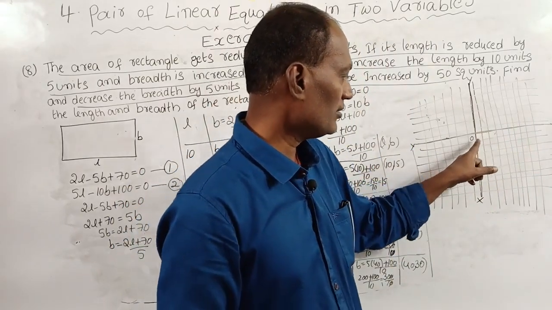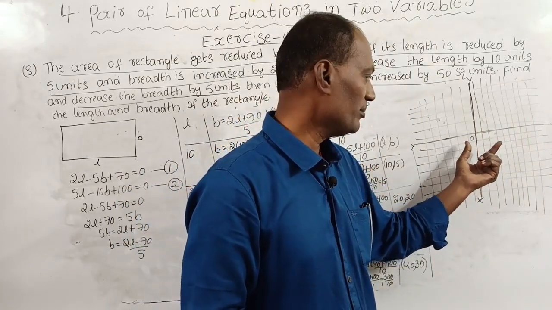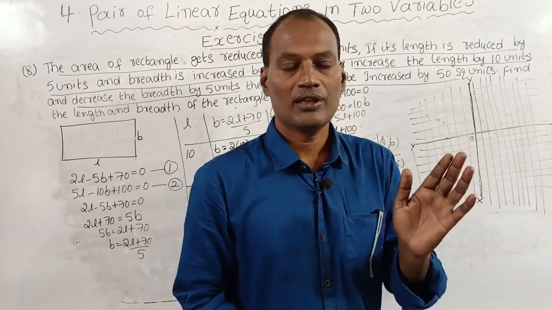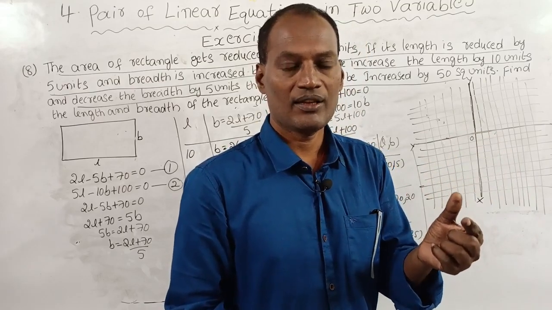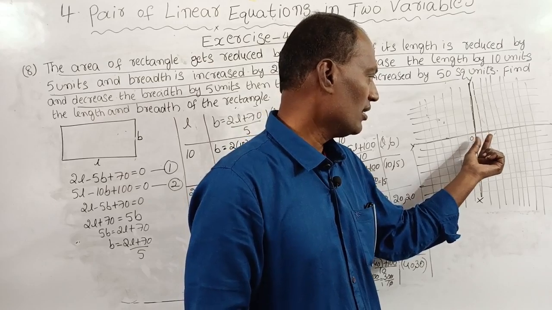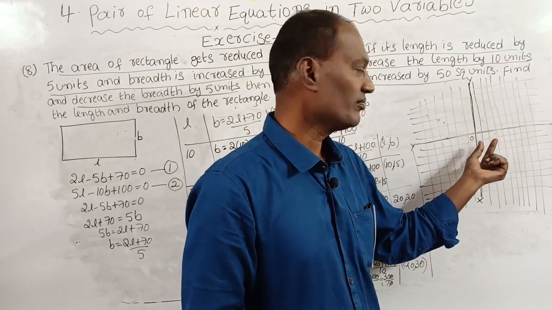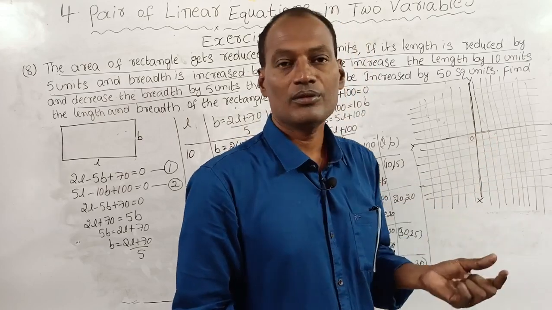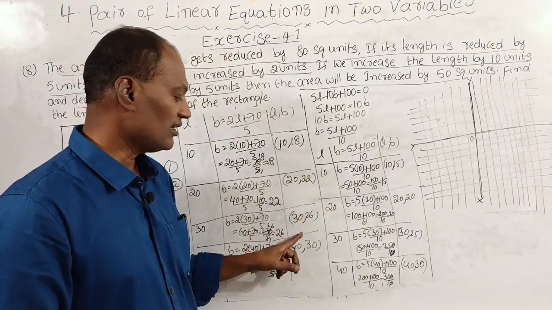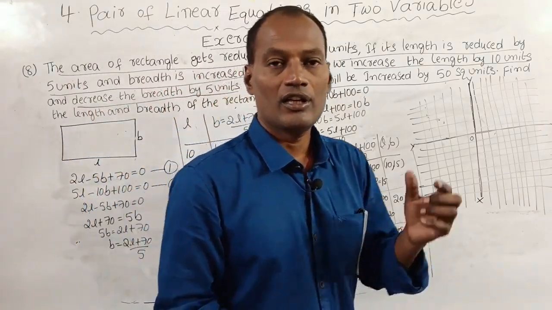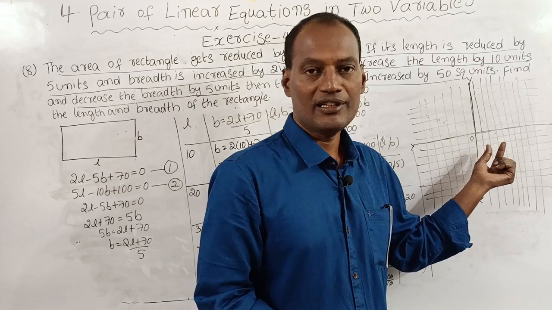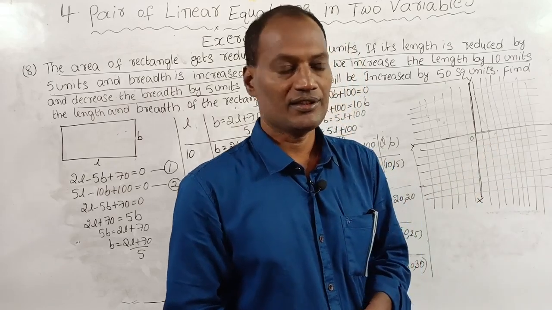How to take? Do not take between the two thick lines. Earlier we took 1, 2, 3, with 1 centimeter between two lines equal to 1 unit. Here you have to take 1 centimeter equal to 5, because the values are higher: 10, 18, 20, 30, 45. That's why we have to take between two lines 1 centimeter equal to 5 units.